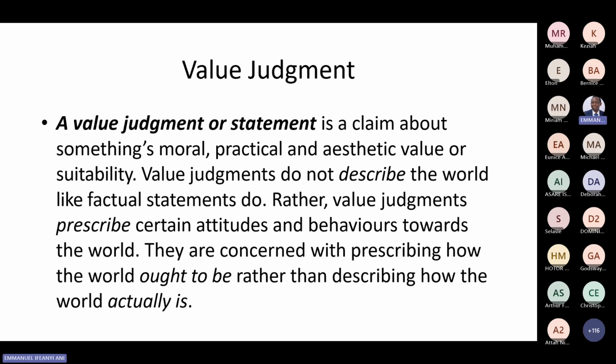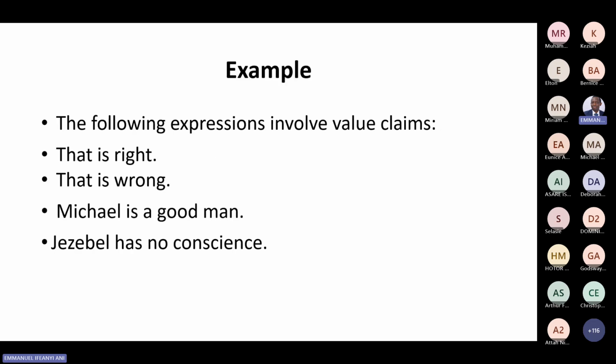Okay, so value statements or value judgments are claims about values. Now let's see the kinds of values. Example, the following expressions involve value claims. That is right, that is wrong. Michael is a good man. Jezebel has no conscience. These are values. Right and wrong are values, different points in a value. Being a good man is something of value. Having no conscience is something at the low scale of a value system.